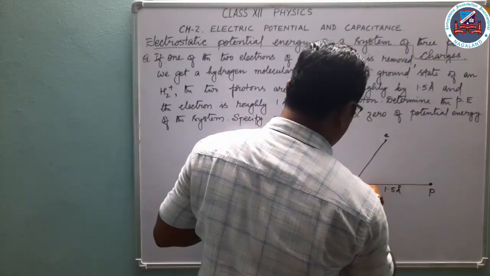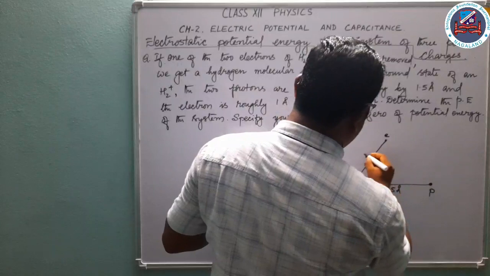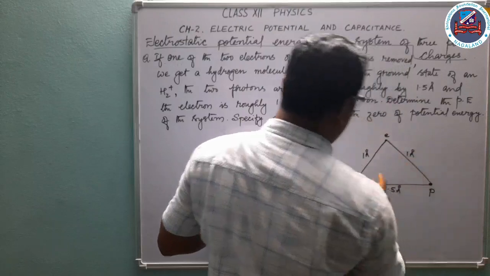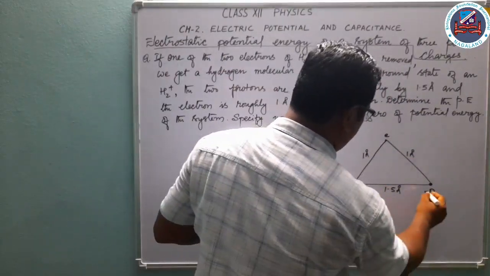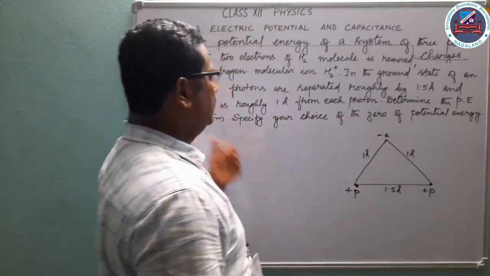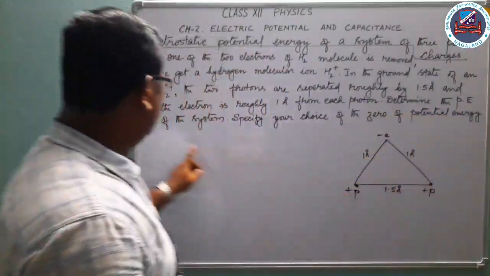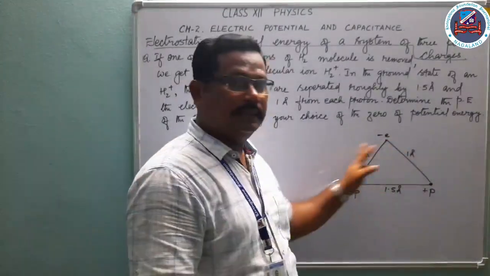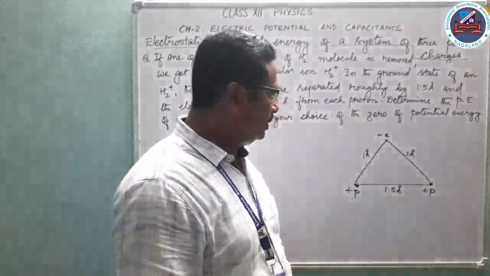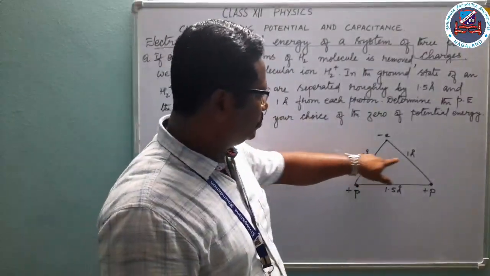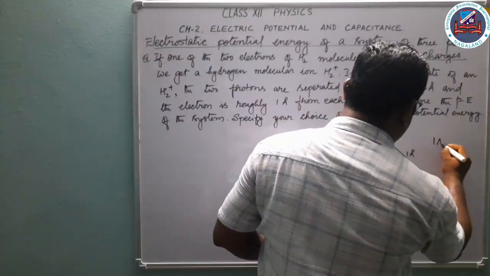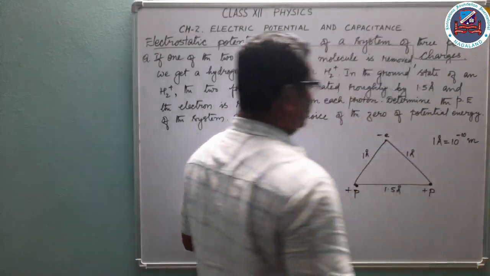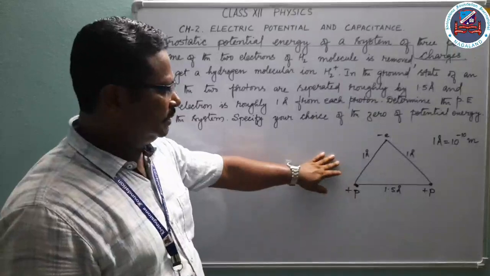It is separated by 1 angstrom unit. This is also separated by 1 angstrom unit. This is a 3-charge system. Protons are positively charged, we know, and electron is negatively charged. Determine the potential energy of the system. Now we are going to find out the potential energy of the system. We'll use the earlier formula, but here some distances are given in angstrom unit. You need to know 1 angstrom unit is equal to 10 to the power minus 10 meter.